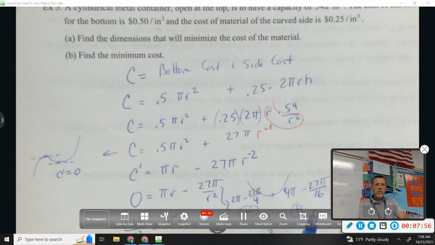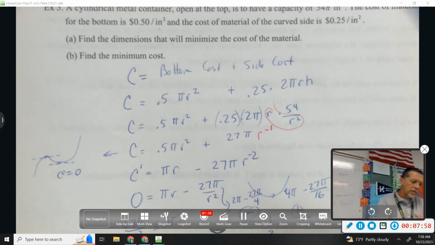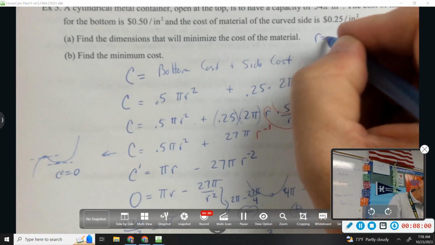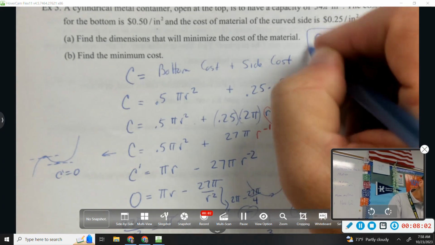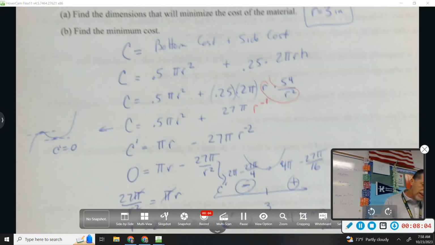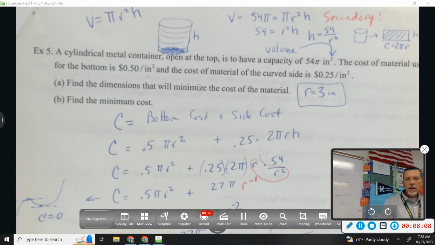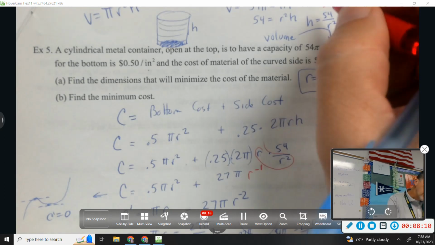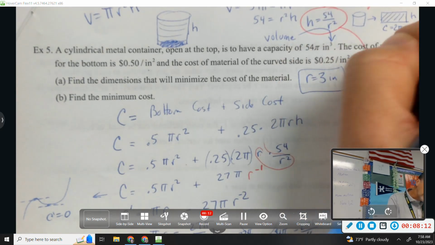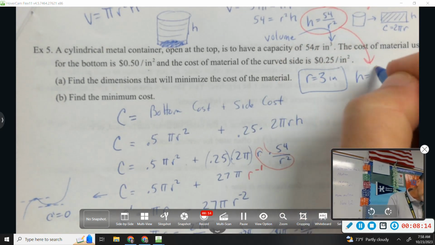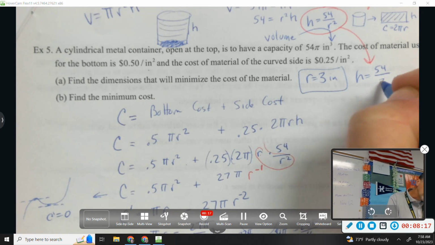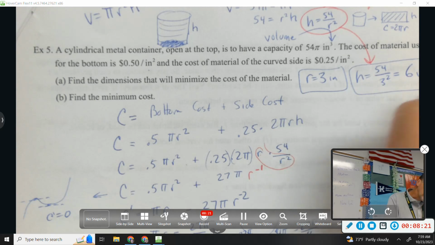Find the dimensions that will minimize the cost of the material. Okay, r equals 3 inches. We're good there. h, how do I know what h is? Our secondary equation. h is 54 over r squared. So h is 6 inches.